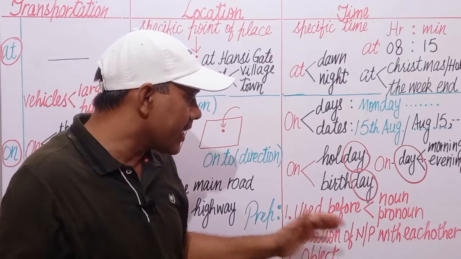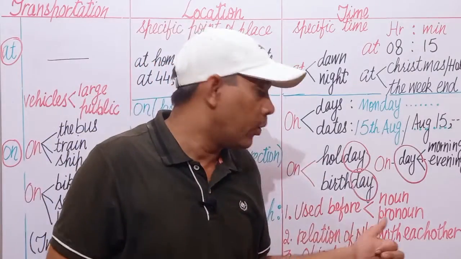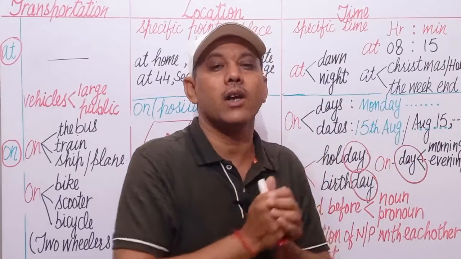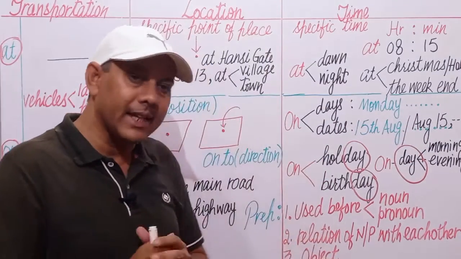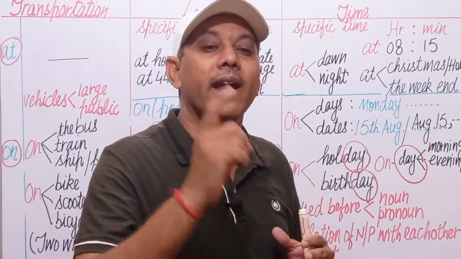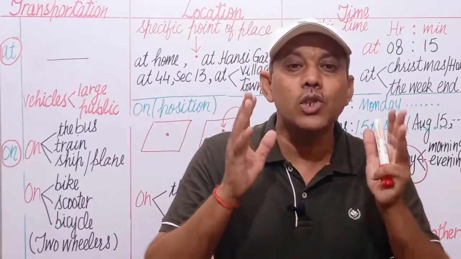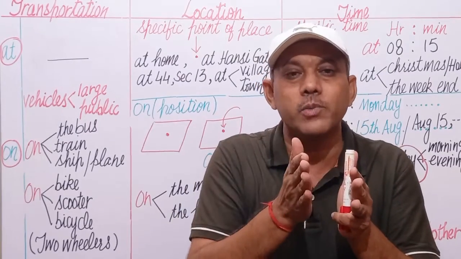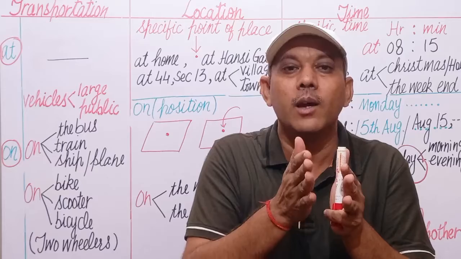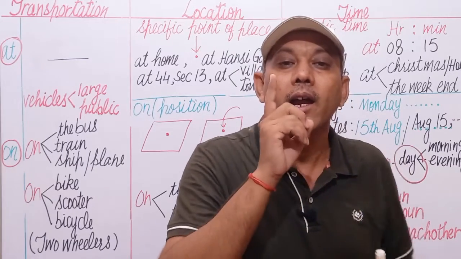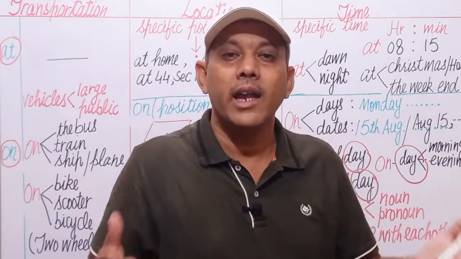Next is, it tells the relation of noun or pronoun with each other and to other words of the sentence. And I can say that a preposition has a subject and an object. The preposition is used before the object or subject, before the noun or pronoun. It has an object in every sentence.